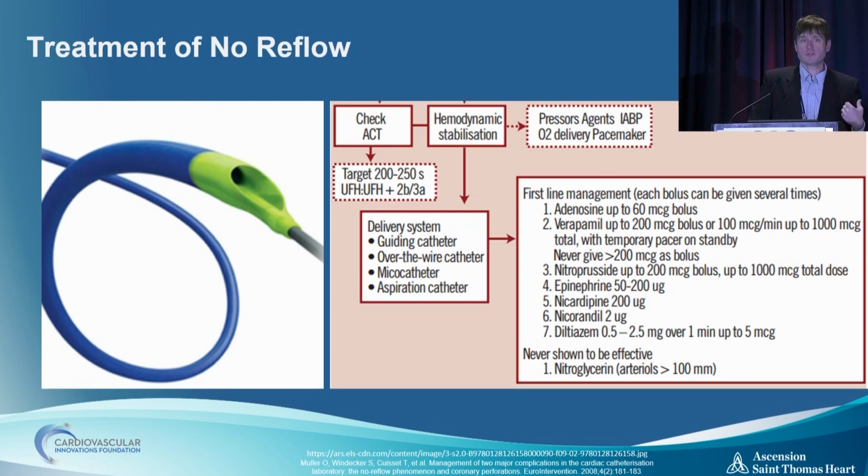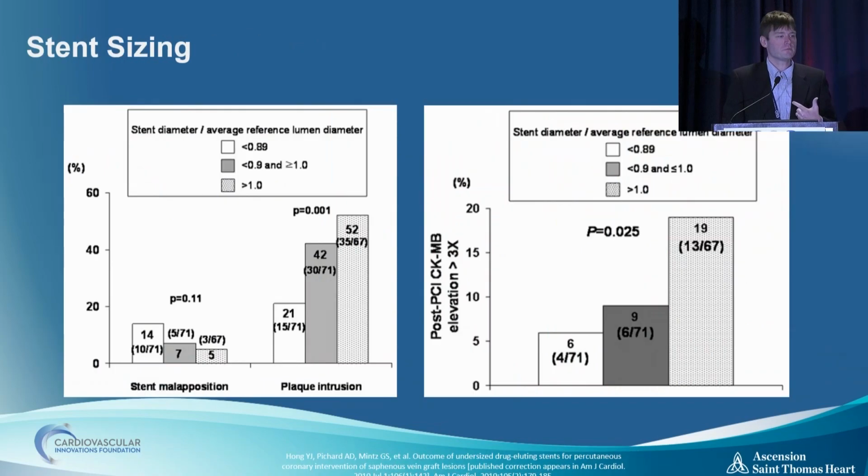Generally speaking, if my patient is not hypotensive, I'll use nitroprusside. If they are hypotensive, epinephrine is a great vasodilator. Just don't put them into VFib ideally.